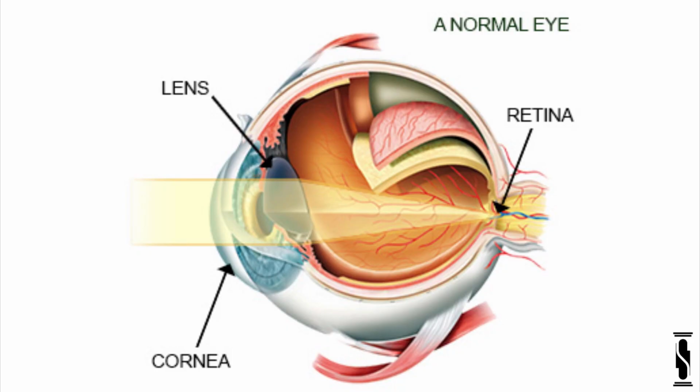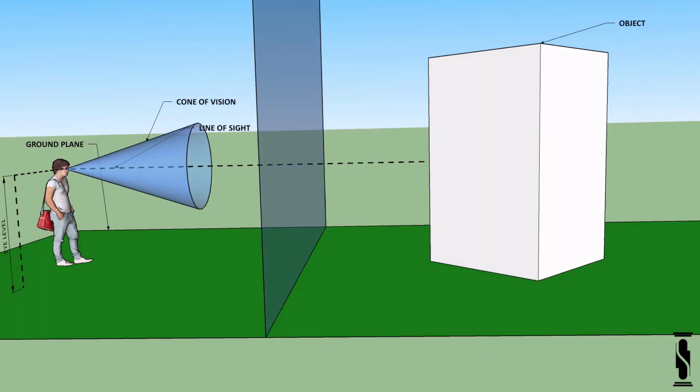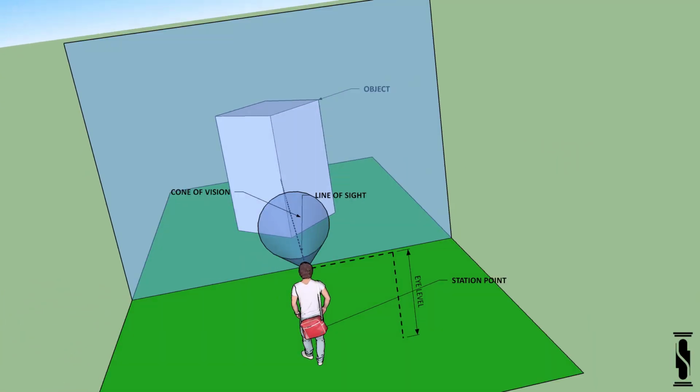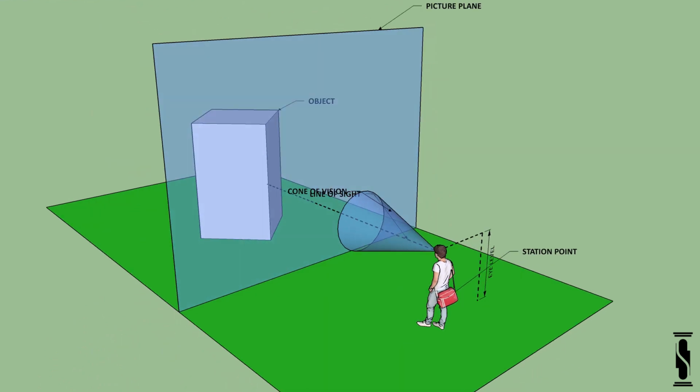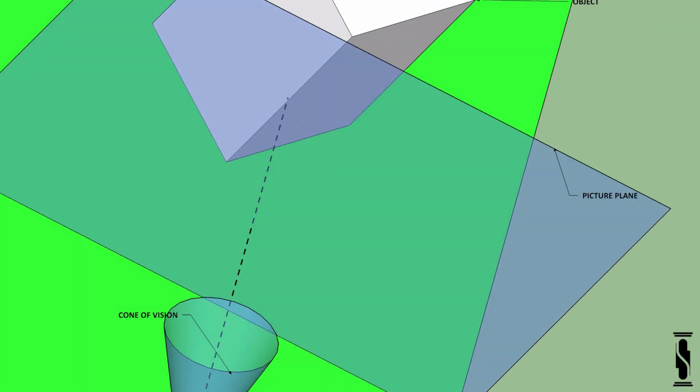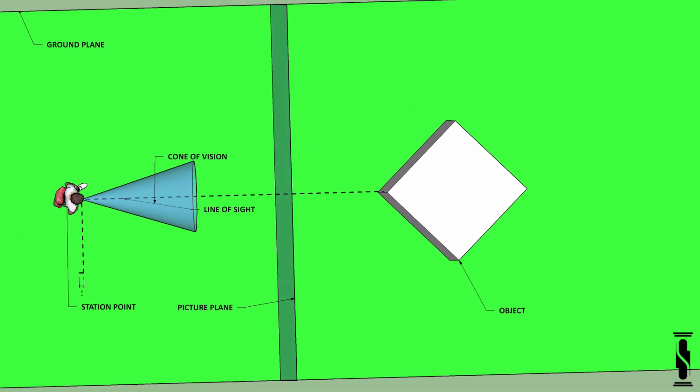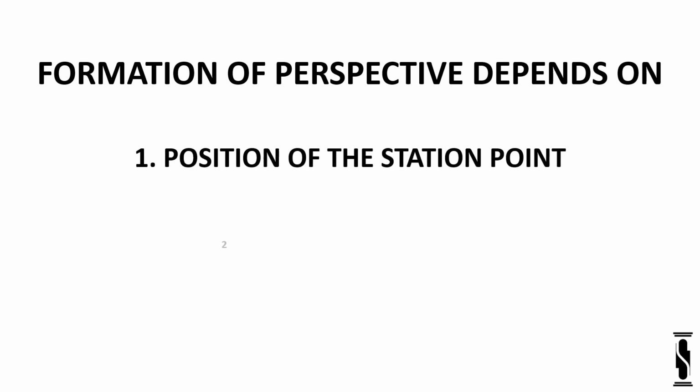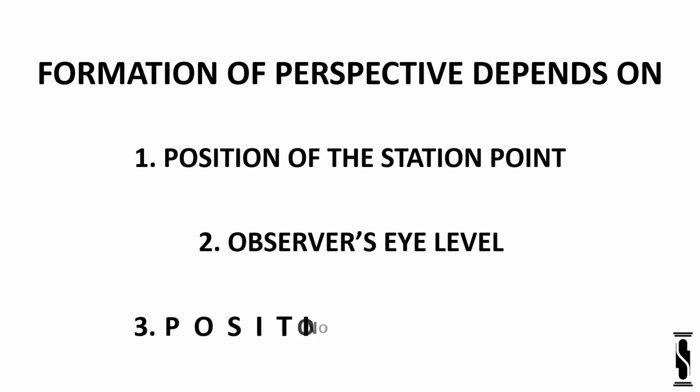Next is picture plane. As we all know that the image of the object is formed on the retina of the human eye, but to make a 3D perspective view on a 2D paper, we require an imaginary plane which is perpendicular to the ground plane, known as picture plane, denoted by PP. So, switching in the plan mode, we can see the line of the picture plane, plan of the object and the station point. The formation of the perspective view depends upon three major elements, which are the position of the station point, observer's eye level and the position of the picture plane.